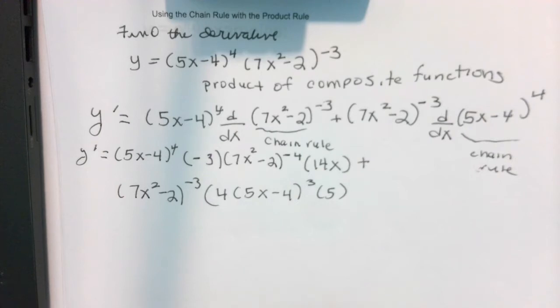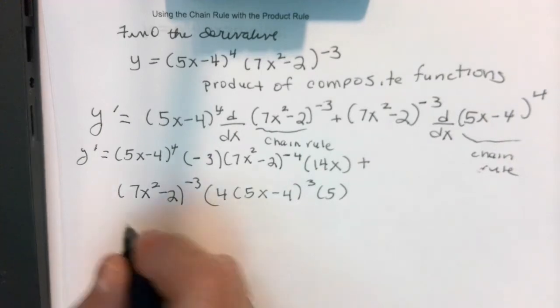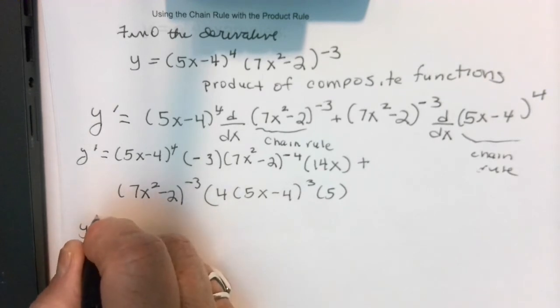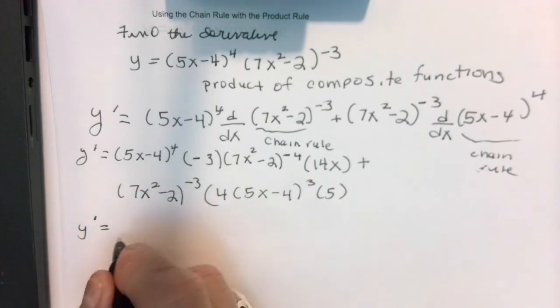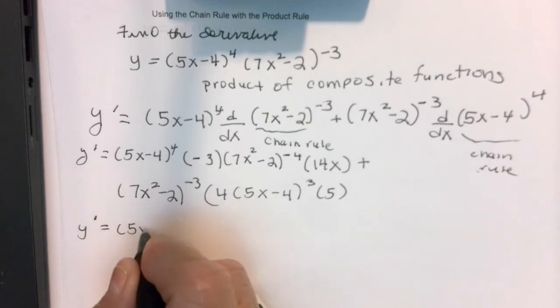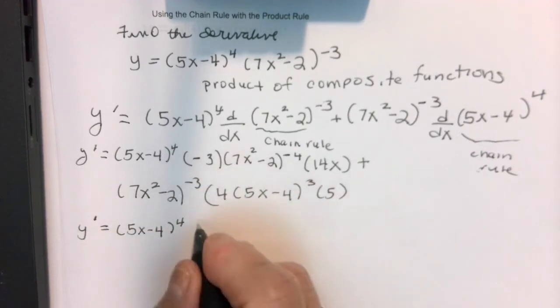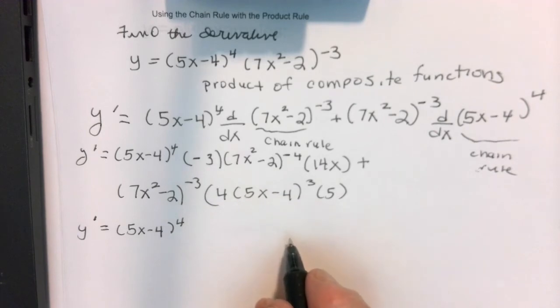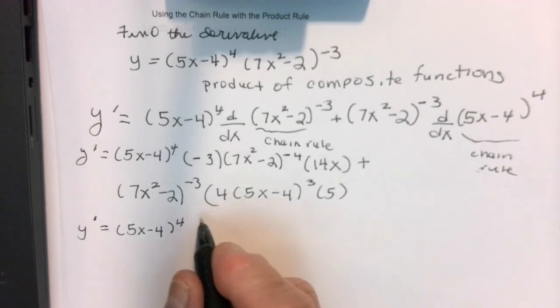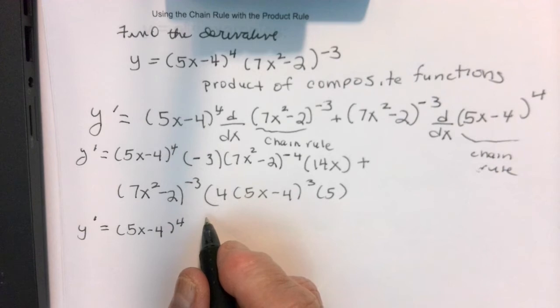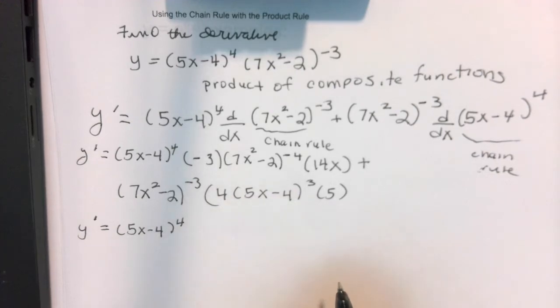Now, the calculus is done. The rest of it is going to be algebra. So I've got the 5x minus 4 to the fourth, and I'm going to go ahead and distribute this minus 3. I can't do that yet. What did I want to do next? Oh, okay, I know what I was going to do next.